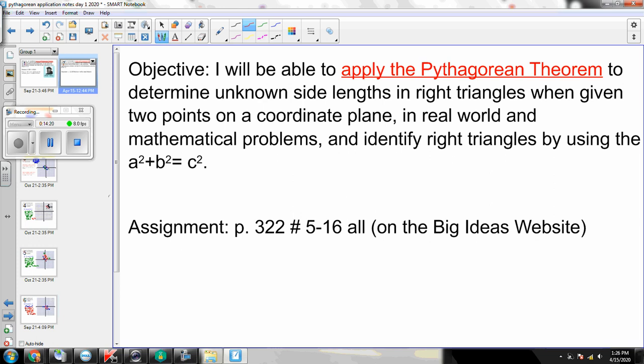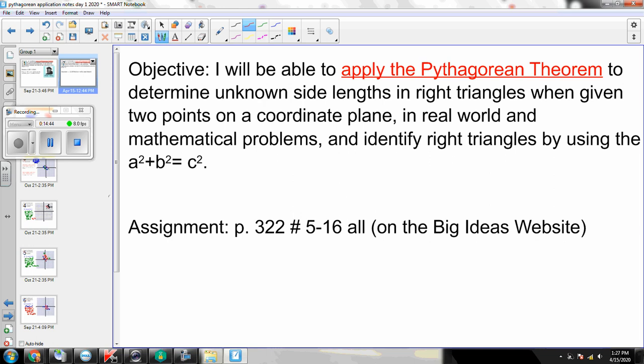All right, to review our objective today, we were trying to find the distance between 2 points on a coordinate plane by using the Pythagorean theorem, not the distance formula, but the Pythagorean theorem that I taught you in today's lesson, and also deciding yes or no, do the sides of this triangle make a right triangle, and we use the Pythagorean theorem for that also.